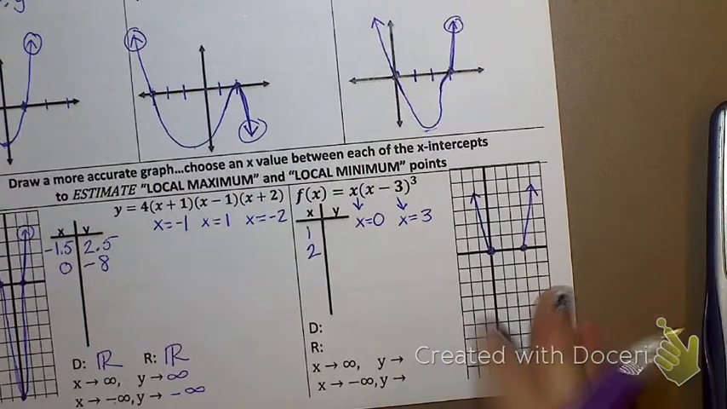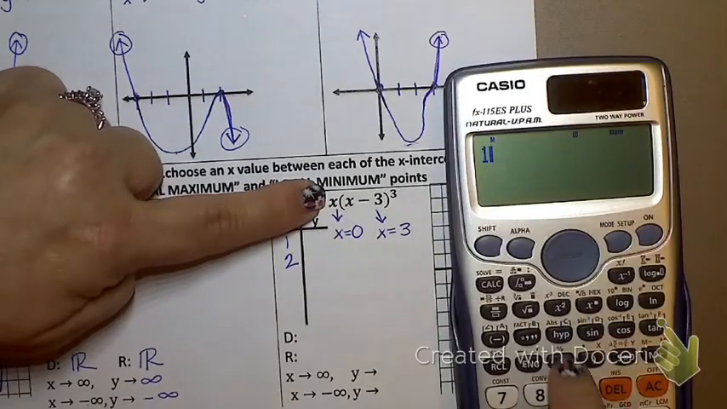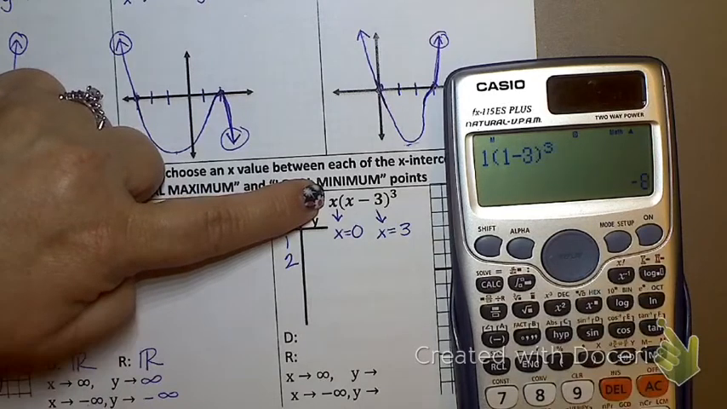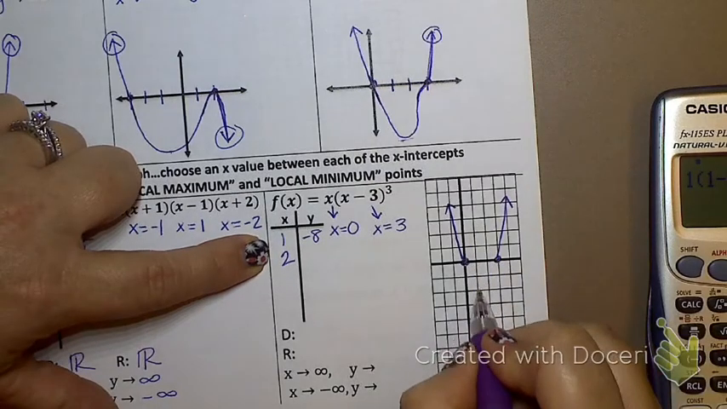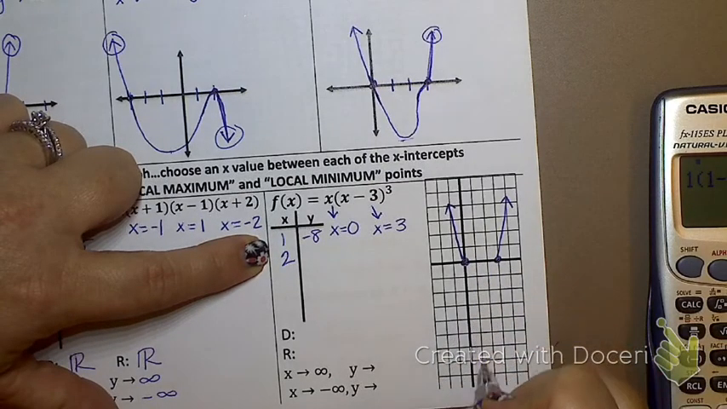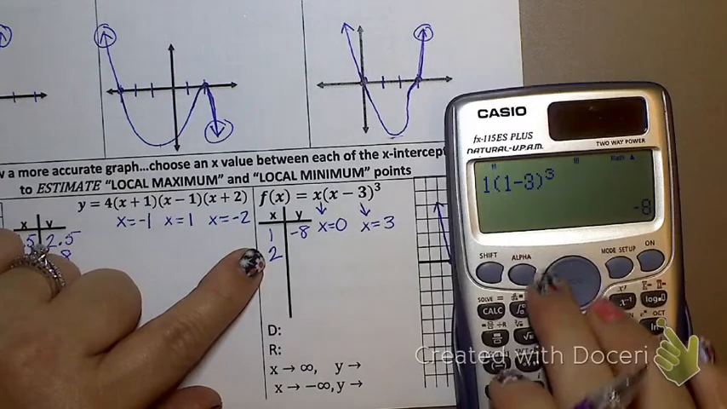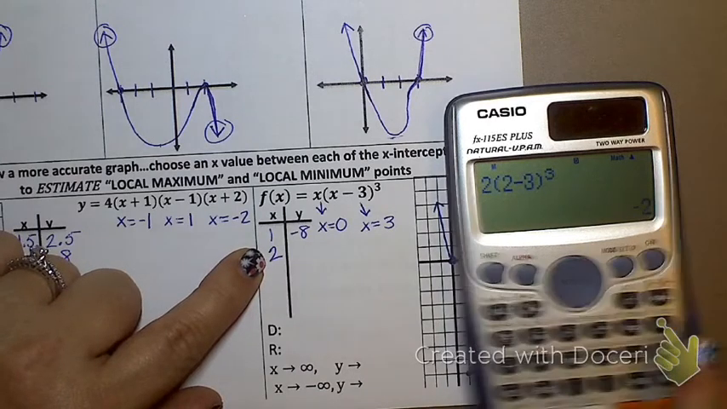All right? So let's plug in 1. If I plug in 1 into this equation, 1 times (1 minus 3) to the third, I get negative 8. So at 1, 1, 2, 3, 4, 5, 6, 7, 8. Goes all the way down there. That's a little further than I estimated. And now I can go back. Again, you can just arrow to the left, delete those 1s, and put a 2. And I get negative 2.